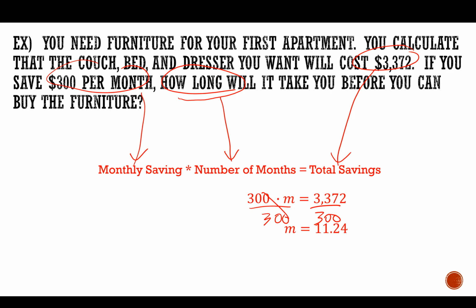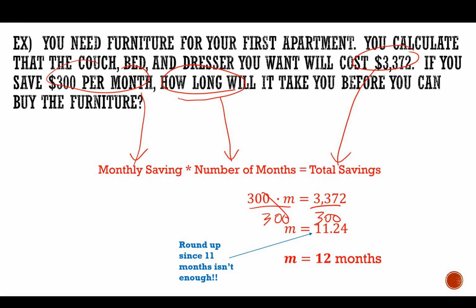If you're saving per month, you're not saving per week. So we're saving 300 in January, 300 in February, 300 in March, and so on. By the 11th month, November, you have not saved up quite enough yet. So you actually have to go all the way into the 12th month. 11 months is not enough, right? 11 times 300 would be 3,300. That wouldn't be enough, so you actually have to save for a whole 12th month. So 12 months is how long it would take.